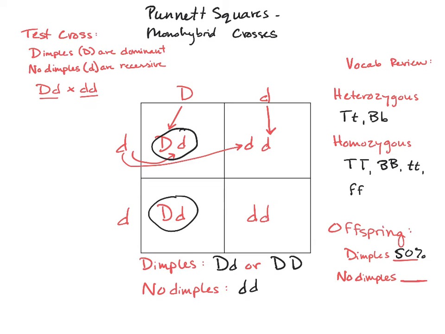Next, we'll look at no dimples. No dimples has to be small d, small d, and you find that twice in this Punnett square. So 2 out of 4 is the same as 50%. So there's a 50-50 chance for these two people to have children who have dimples.